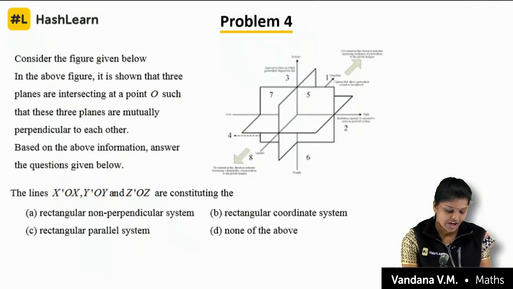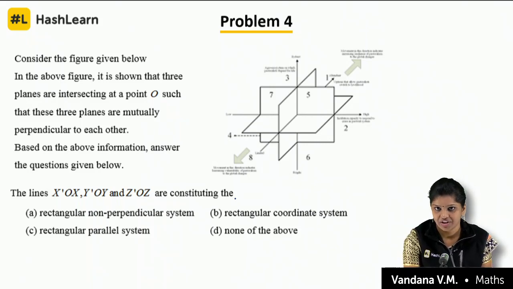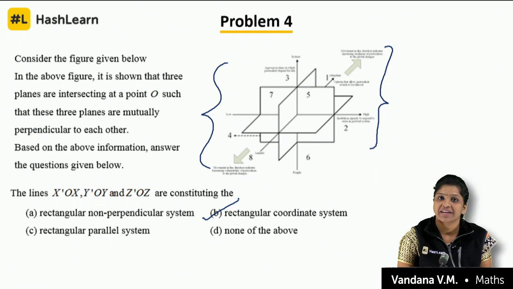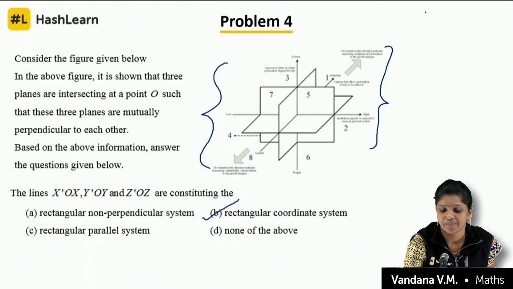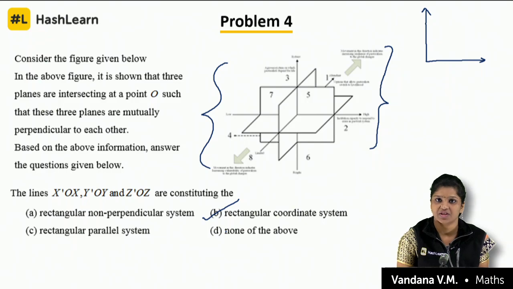Consider this figure. Now, the lines X dash OX, Y dash OY and Z dash OZ are constituting these. If you are considering all these planes, what are we going to call it? Very basic question, isn't it? When we are considering all this, we are going to call it a rectangular coordinate system. If I am considering only two perpendicular lines, that is called coordinate system or coordinate axis. Clear? Next.